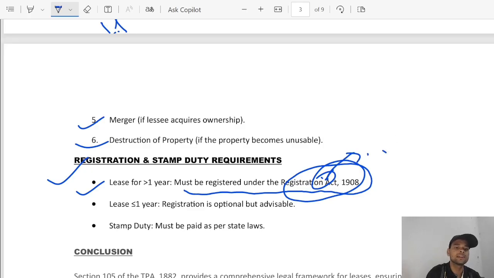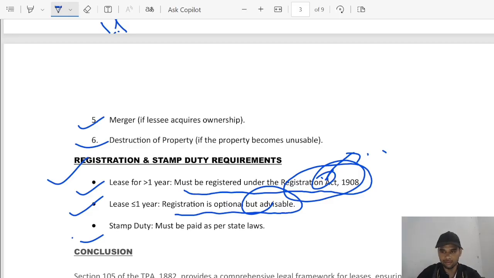Each party can also bring action against the other in a court of law. Second, if a lease is for less than 1 year, then registration is optional but advisable. Then stamp duty must be paid as per the state law.